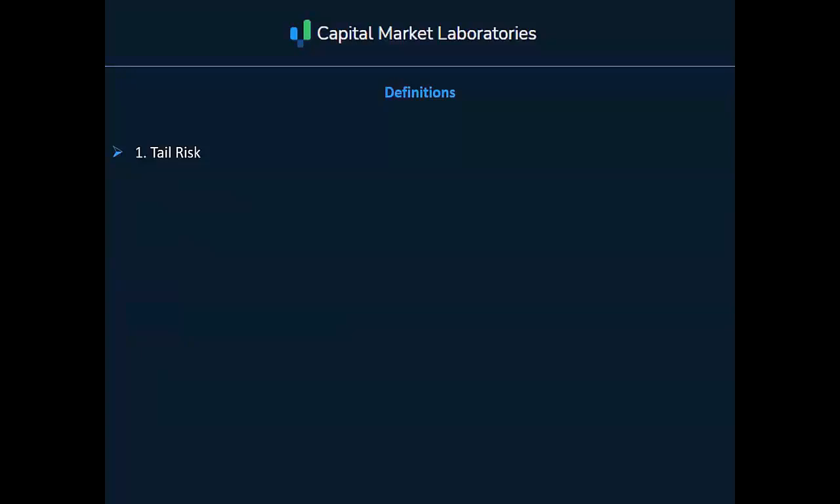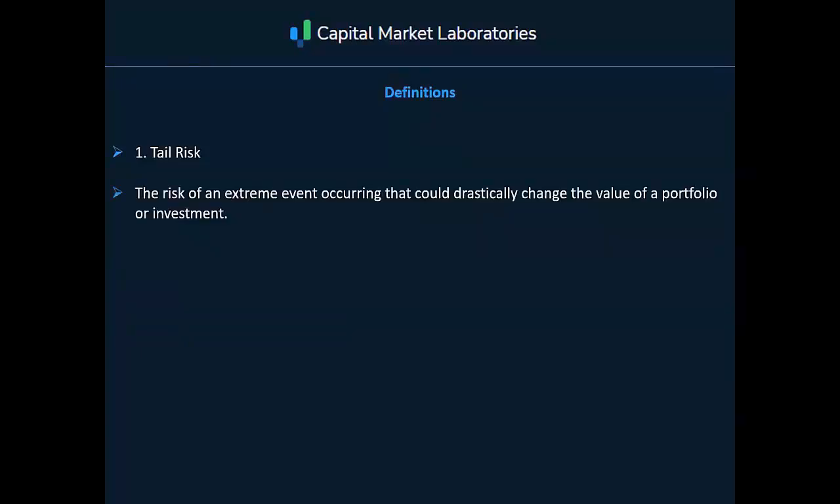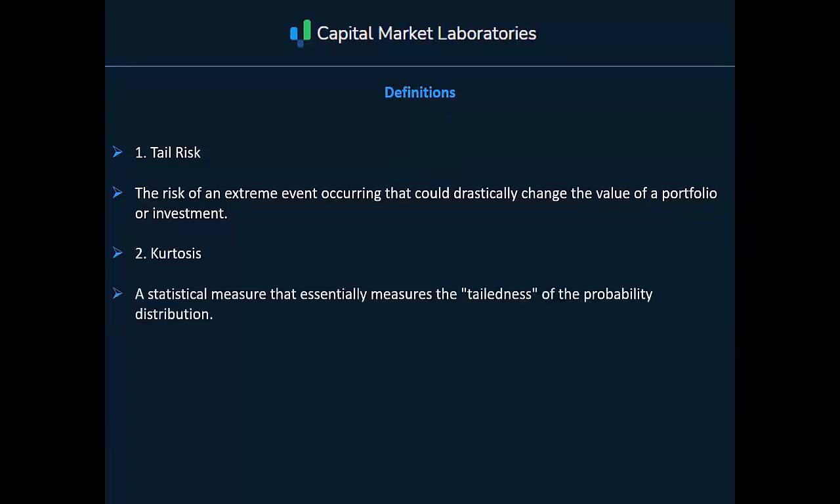We're going to be talking about tail risk, the risk of an extreme event occurring that could drastically change the value of a portfolio or investment. We then talk about something called kurtosis, which is statistically the tailedness of the probability distribution. So tail risk is this extreme event, or the risk of an extreme event. Kurtosis measures how much of that tail risk you have. Okay, kurtosis is a measure of tail risk.